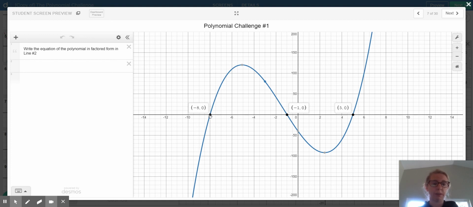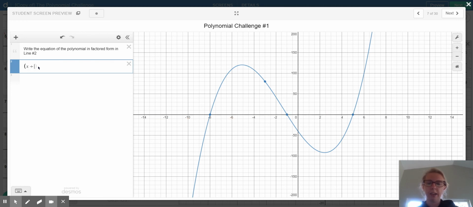We know we want a degree 3, so we should have 3 x's total. So this first one from my 0 would be x plus 8. Again, that's the opposite of 0 product property. So if negative 8 is our actual root, then x plus 8 is our factor. Then we want to look at our second root over here. This is negative 1, so that means that x plus 1 is our factor there.